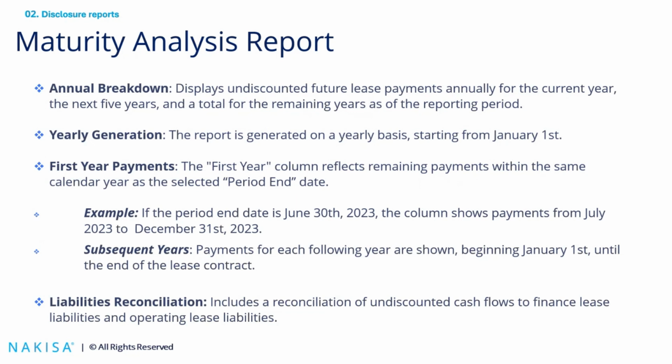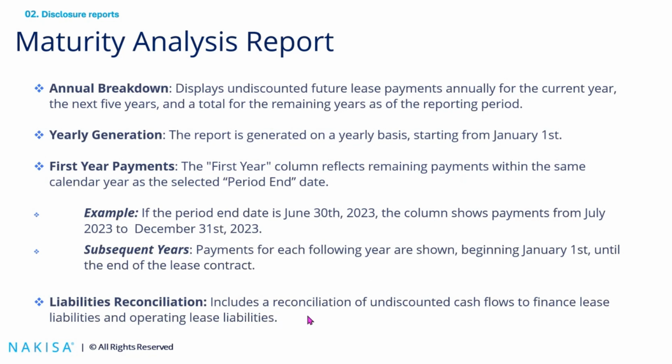So an example would be that if the period end date selected is June 30th of this year, 2023, the first column will show July until December. And the subsequent years will show from the beginning of 2024, January, until the end of the lease payment. So every year will be working with the calendar year.